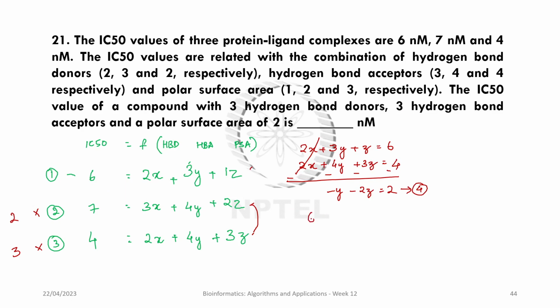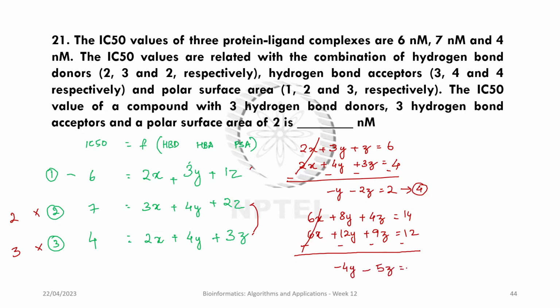So 3 2s are 6x plus 4 2s are 8y plus 2 2s are 4z is equal to 7 2s are 14 and 2 3s are 6x plus 4 3s are 12y plus 3 3s are 9z is equal to 4 3s are 12. Subtract again. You have minus 4y minus 5z is equal to 2.